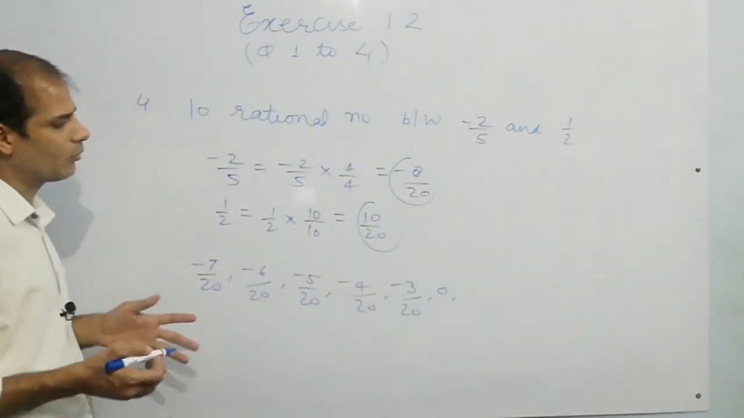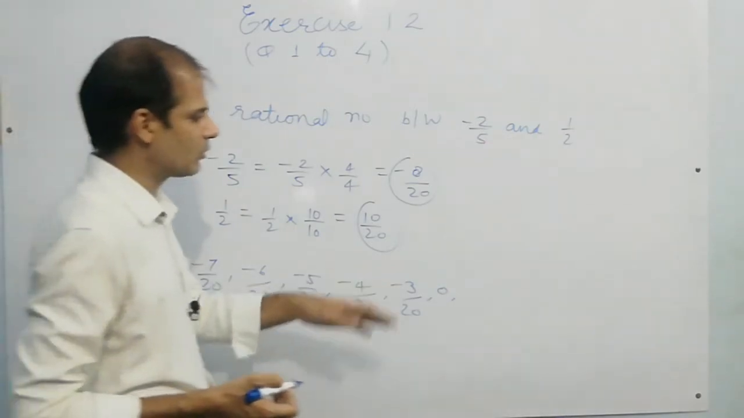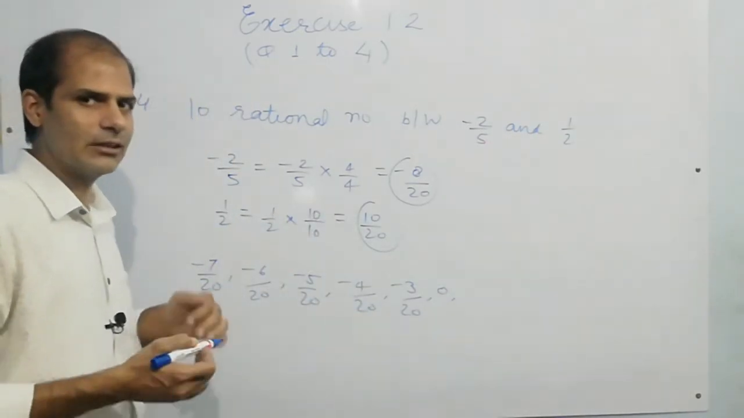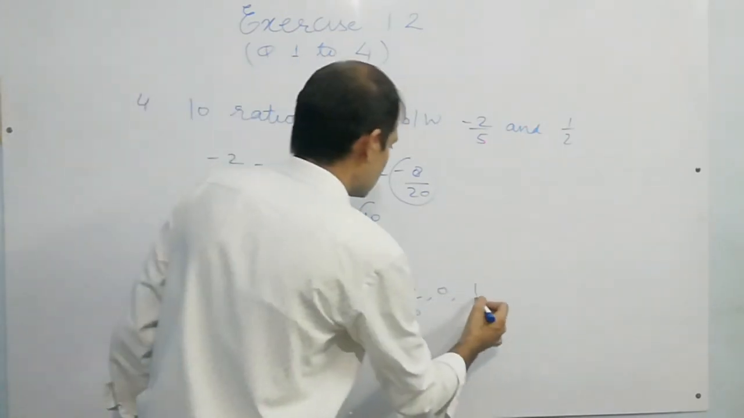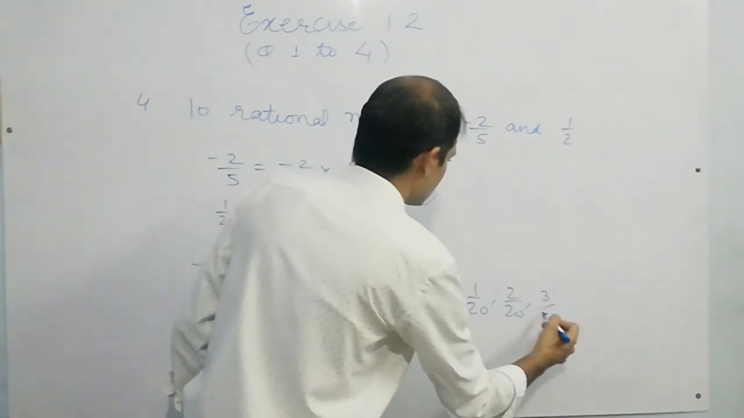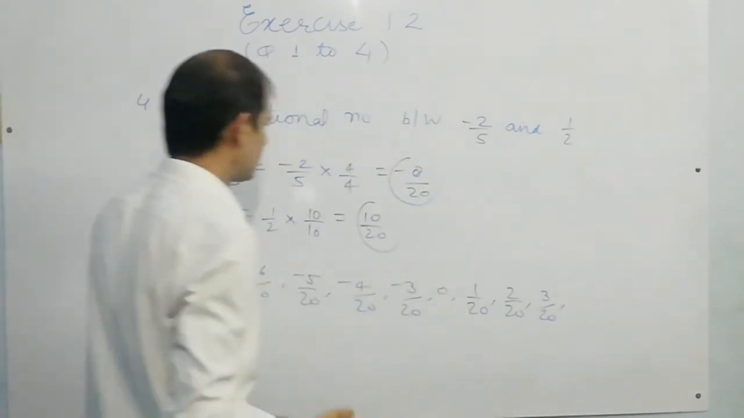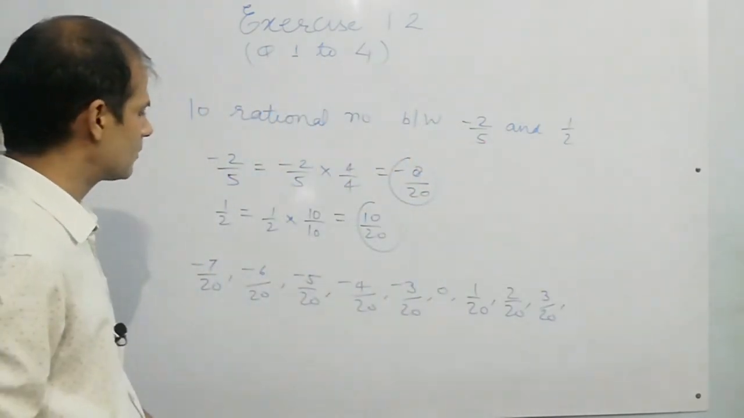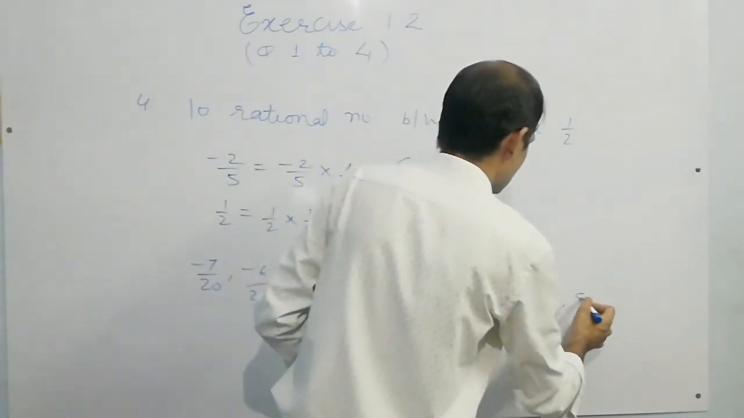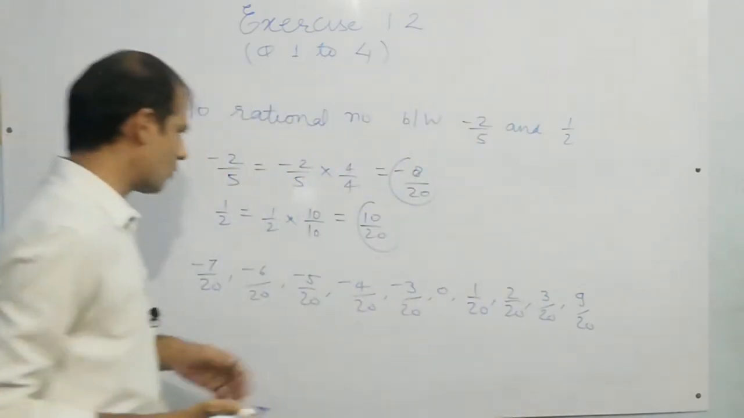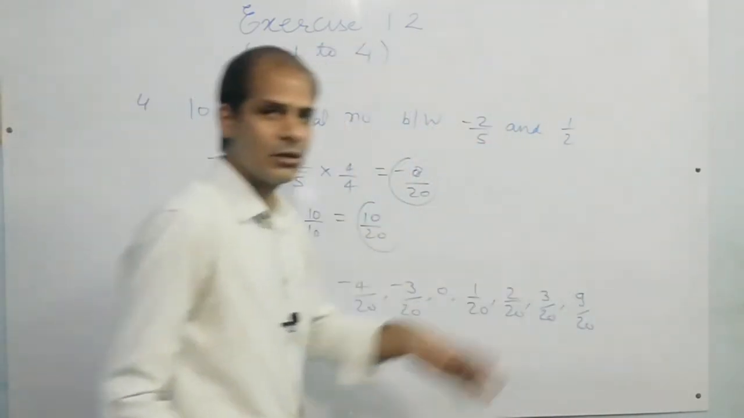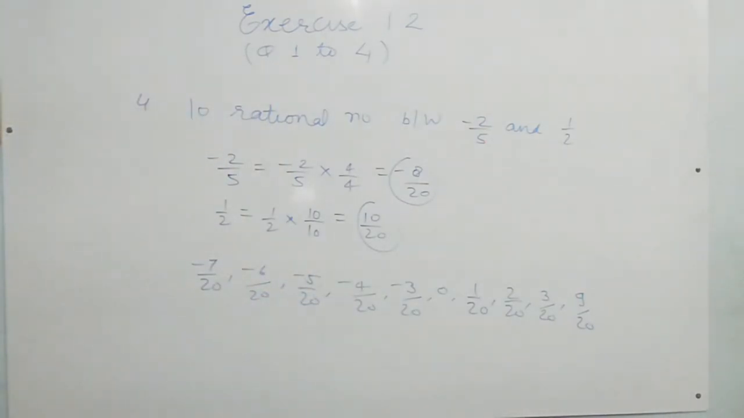Write 4 more rational numbers. So after 0 you can write 1, 2, 3, 4 up to 10. You can consider numerators up to 10. So it is 1/20, 2/20, 3/20, and take a nearest number that is close to 10/20. So it is 9/20. So count the numbers 1, 2, 3, 4, 5, 6, 7, 8, 9, 10. Students, this is the answer of this question.